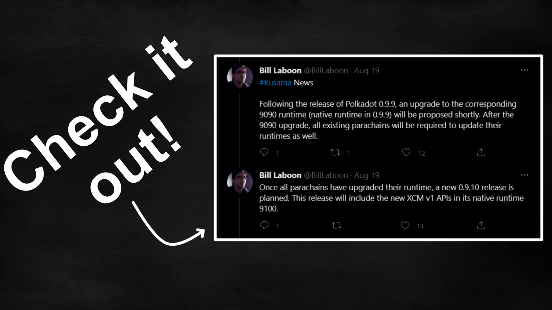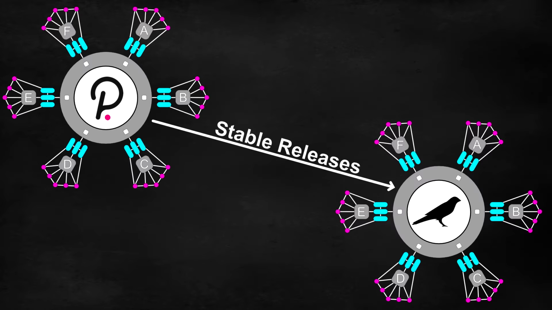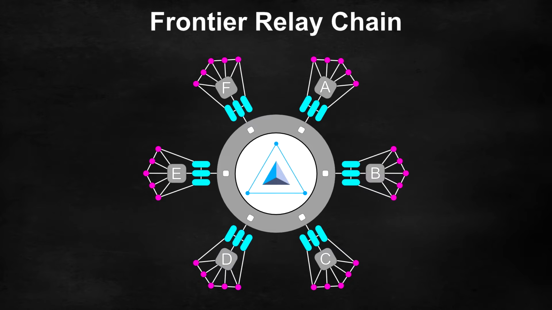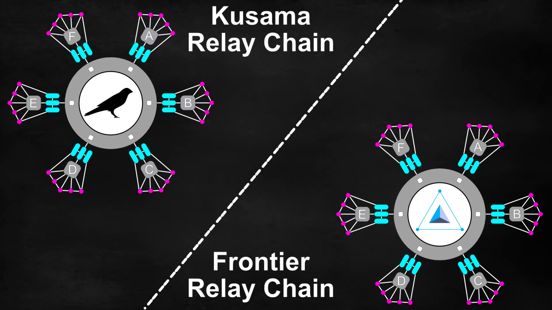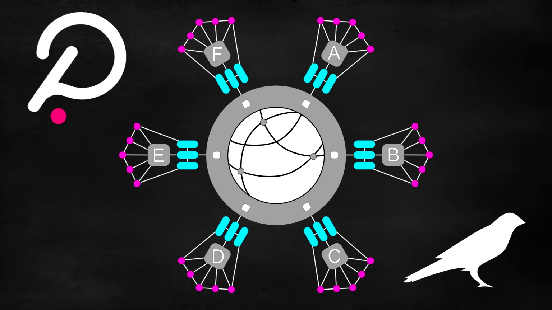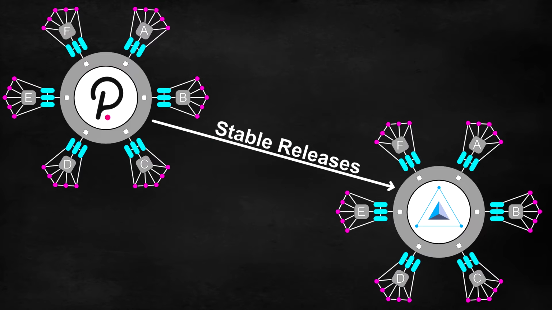However, what you may not know is that development updates on the Kusama network are actually incorporated on top of stable releases of Polkadot's runtime. And this helps us explain exactly what is the Frontier Relay Chain. The Robonomics development team have actually created their own relay chain, which is similar to Polkadot and Kusama. And much like Kusama, they update the Frontier Relay Chain with new, stable releases of Polkadot's runtime.